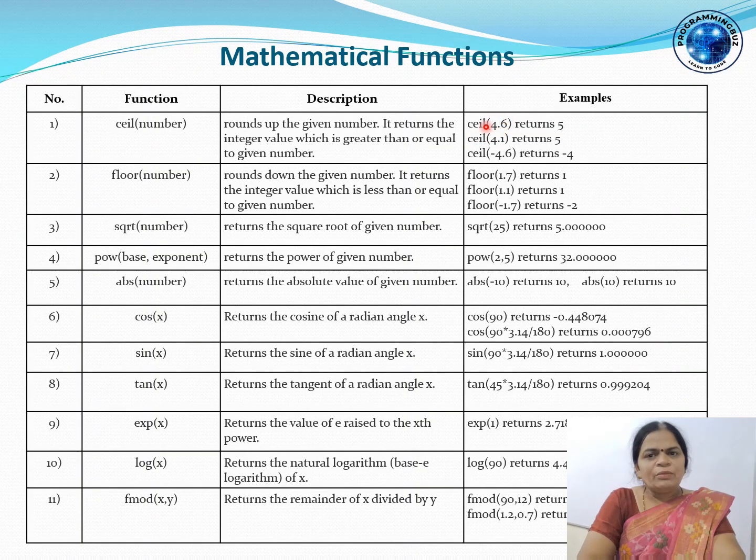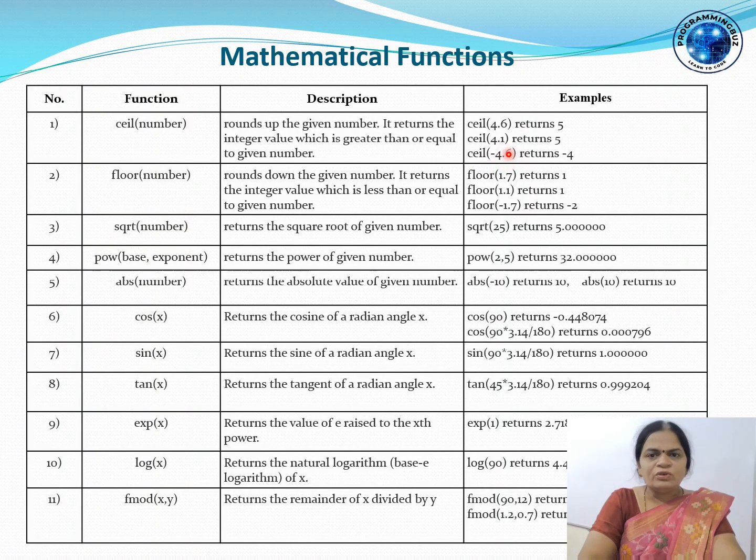This number can be anything. This ceil function will return the integer value which is greater than this number. The integer value greater than 4.6 is 5. So hence ceil of 4.6 will return 5. Similarly, ceil of 4.1 will again return the next integer number which is greater than this number, which is 5.